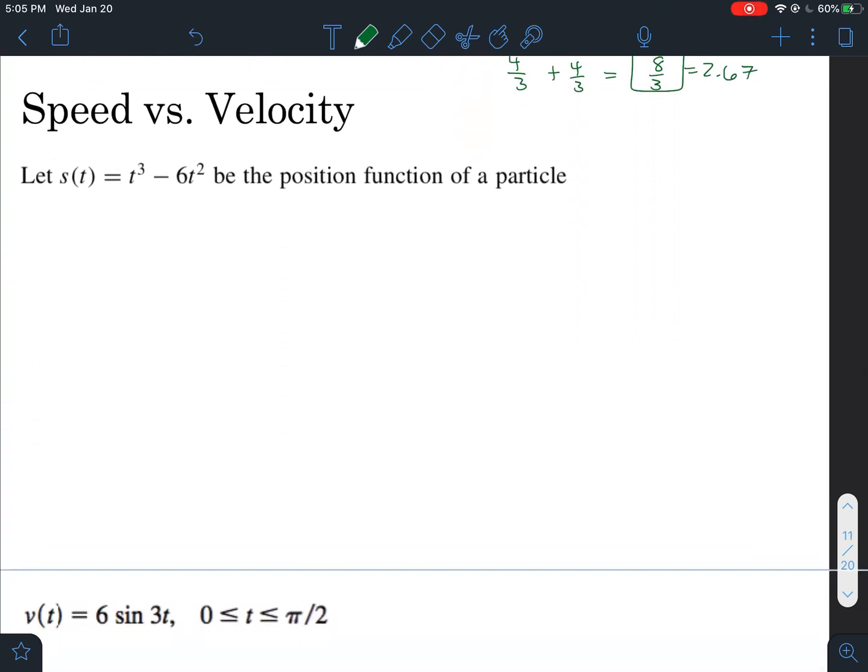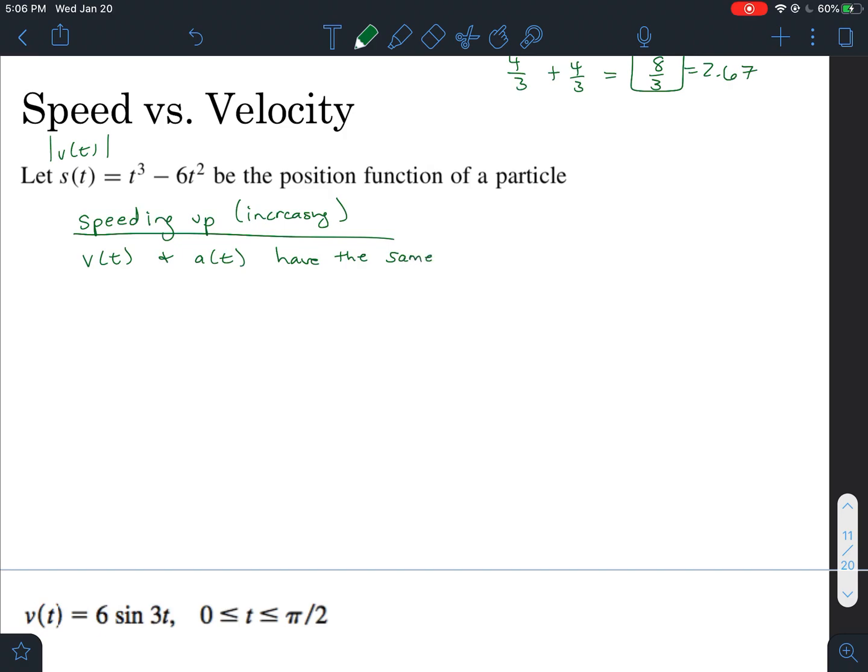Speed versus velocity. Remember, speed is the absolute value of velocity. So if you want to know when a particle's speed is speeding up, or the speed is increasing, this is when you need to look at the velocity and the acceleration. A particle is speeding up when velocity and acceleration have the same sign. So when velocity and acceleration are working in the same direction, the particle will be speeding up, or the speed will be increasing.